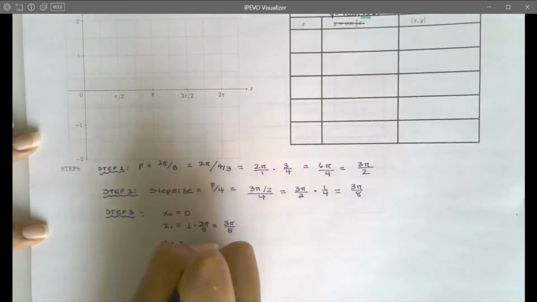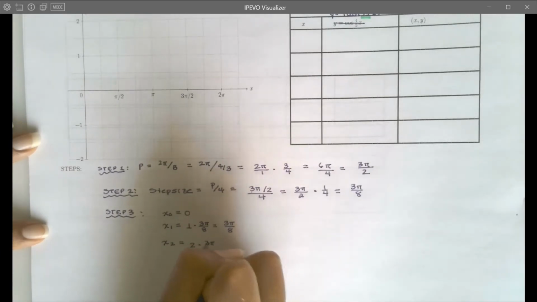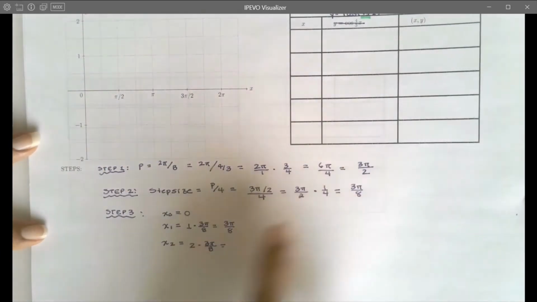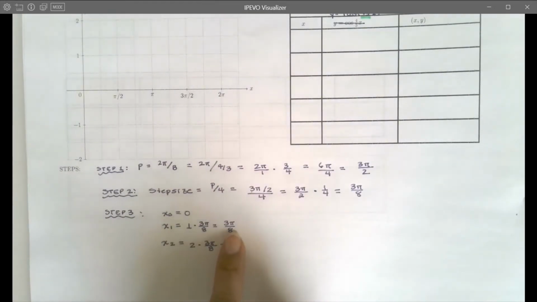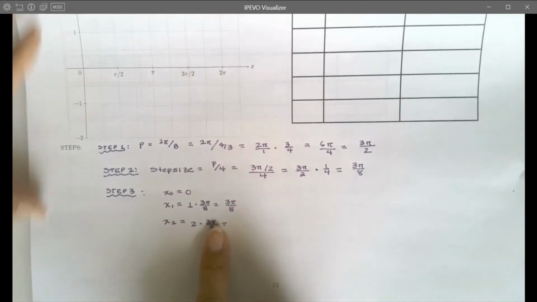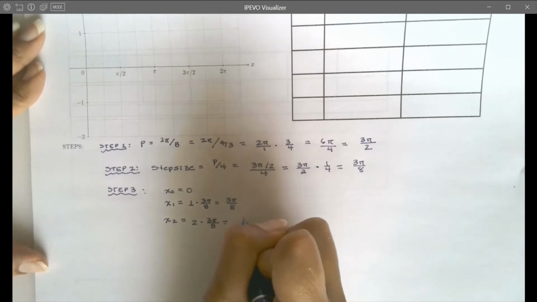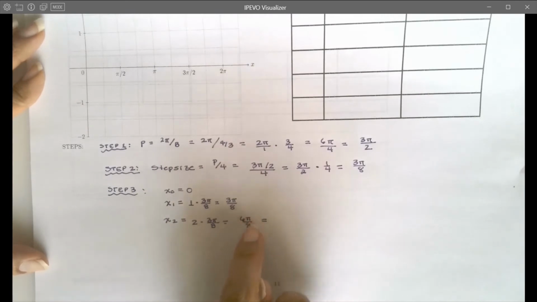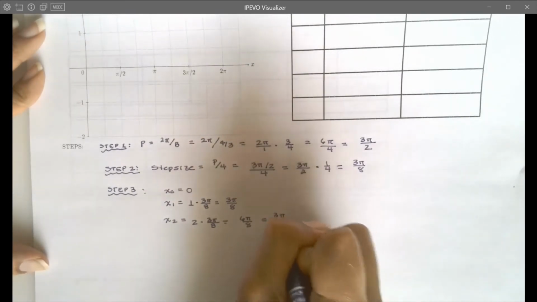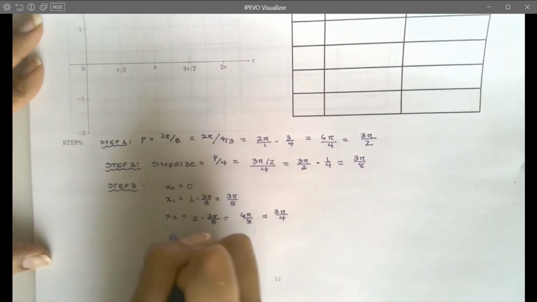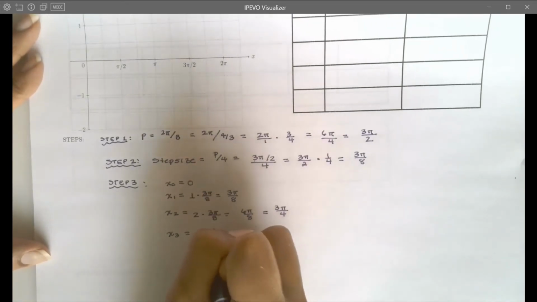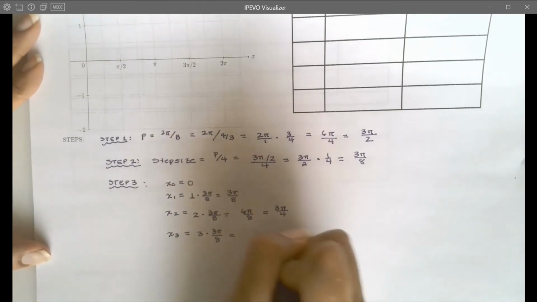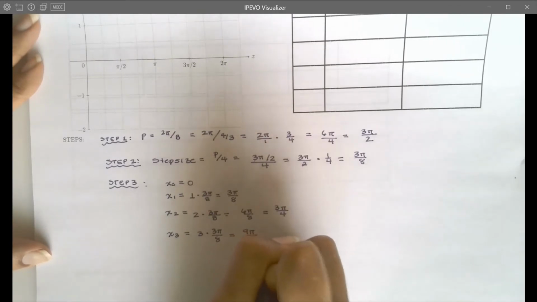For the next one, we're going to take 2 times 3 pi over 8, because we're adding 2 of those to 0, or if you want to think about it, adding 3 pi over 8 to 3 pi over 8, which is just 2 times that amount. That's going to give us 6 pi over 8, which when we reduce by 2 top and bottom is 3 pi over 4. The next x value will be given by 3 times 3 pi over 8, and that'll be 9 pi over 8, because this is like a 3 over 1.